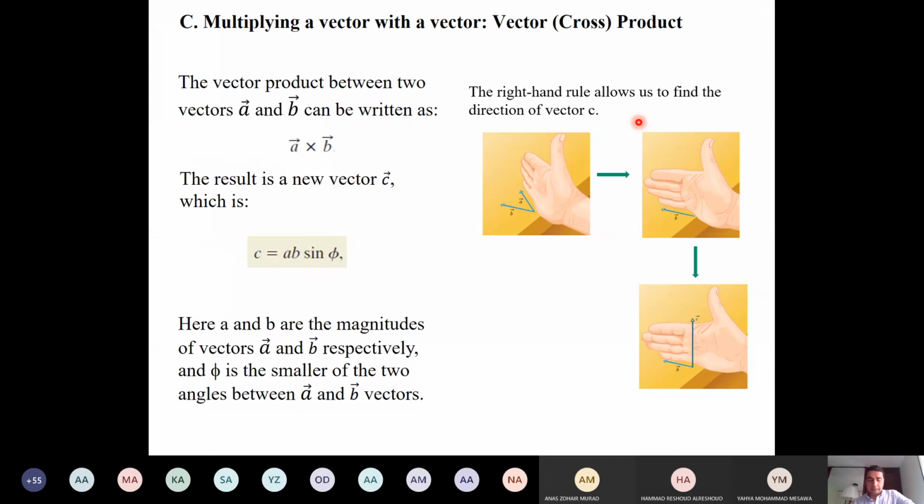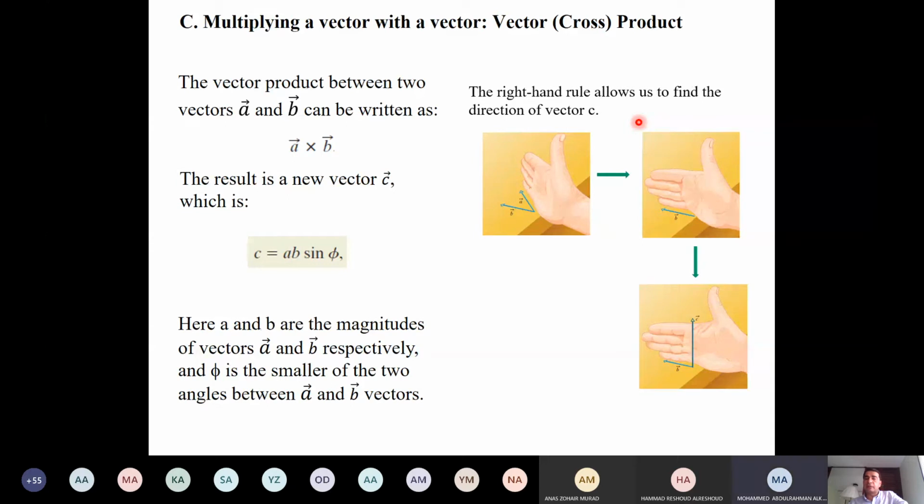Doctor, can I say that the result of a cross product is a new vector that is perpendicular to the two vectors? Yes, it is. This is exactly what I wanted to say.